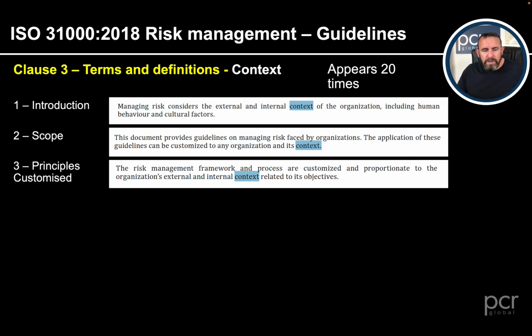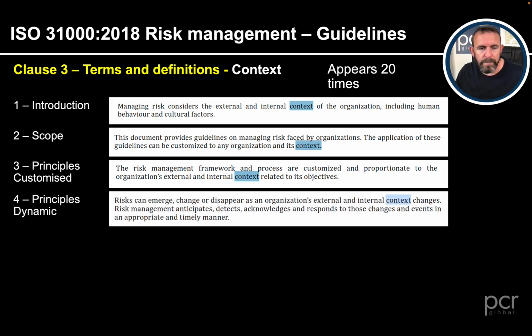Third, we've got principles, and this part of the principles is customised. There are 8 principles, but when we look at customisation, the risk management framework and process are customised and proportionate to the organisation's external and internal context. So this is referencing the frameworks. We must apply that framework based on the situation, like we said just now, the situation, which is the context, internal and external. The 4th time it's mentioned is again in principles, with reference to being dynamic. Risks can emerge, change, or disappear as an organisation's external and internal context changes.